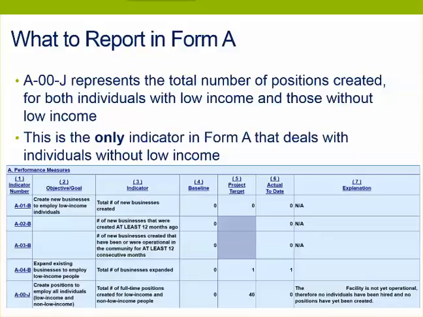Although A00J is the only indicator in the PPR that asks you to report on a quantitative figure related to non-low income individuals, OCS still wants to hear about the overall success of the project. So if you have information related to jobs created for non-low income people, you can discuss this information in the explanation field to the right of the indicator or in Form B of the PPR.